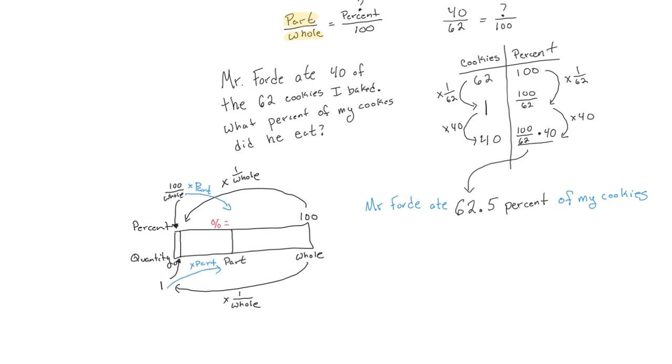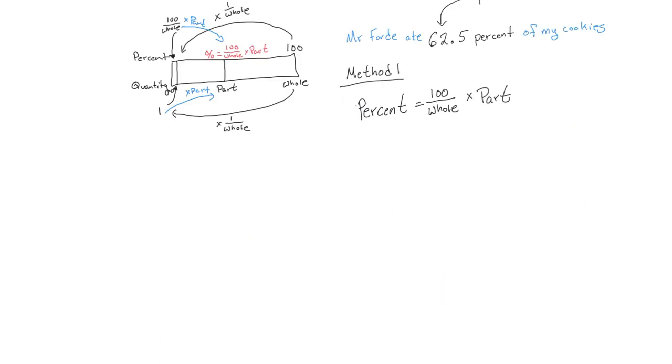And so I would find the unknown percent by putting all of those numbers together, just like I did up here. And when I do that, I see that the percent can be found by taking 100 and dividing it by the whole and multiplying it by the part. So this will be the first method, that we can find the percent by taking 100 divided by the whole times the part.